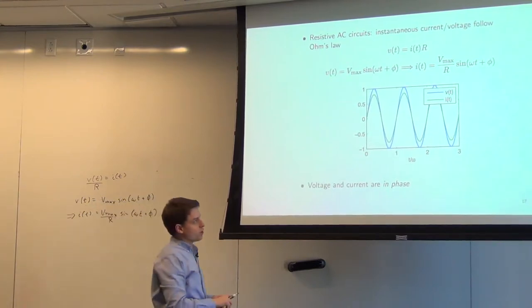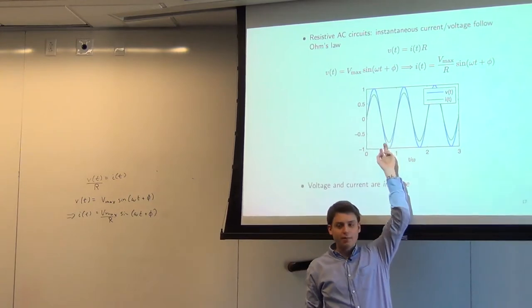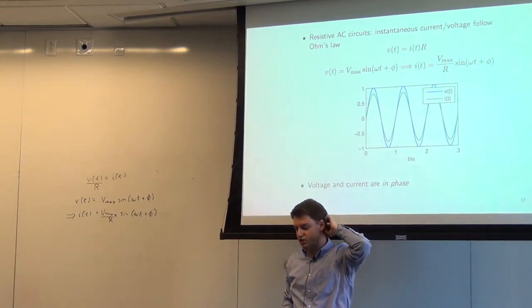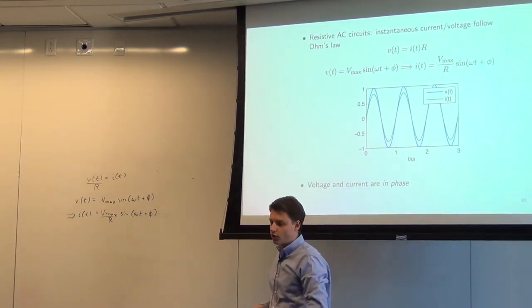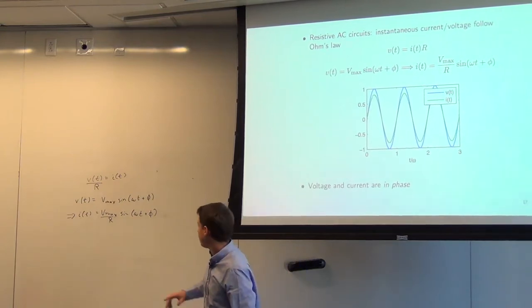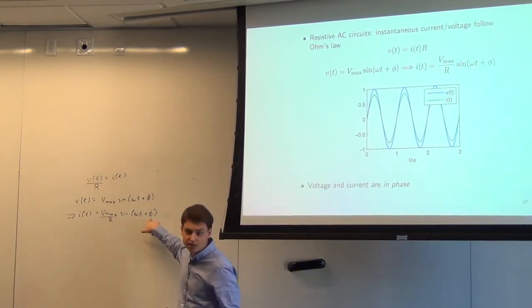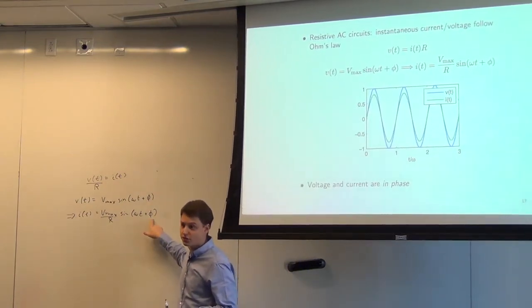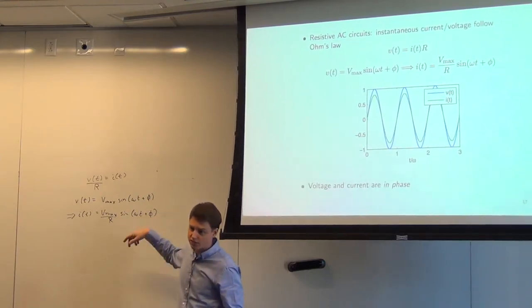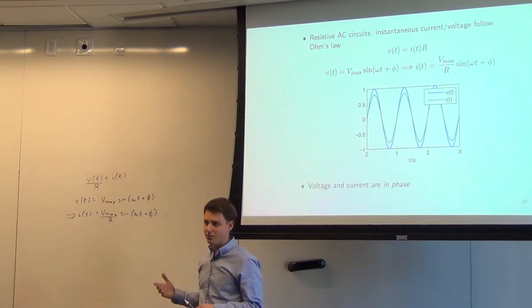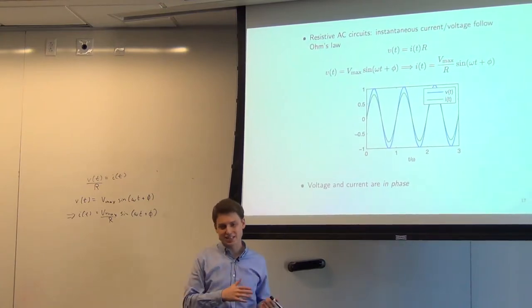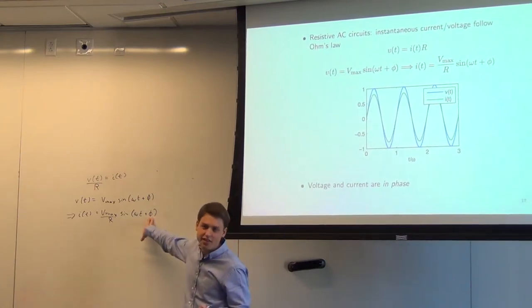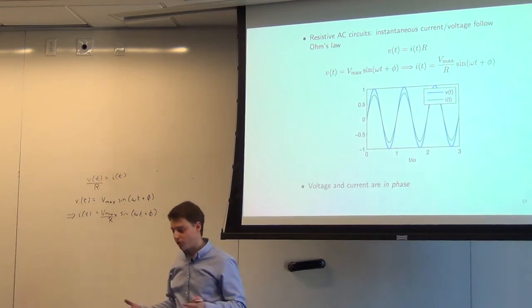What's happening here is that in this situation, voltage and current are what's called in phase, because the phase angle of these things is the same. There's no difference. Now what gets interesting is when we introduce other components into the circuits that actually change this. That's what we're going to do now.